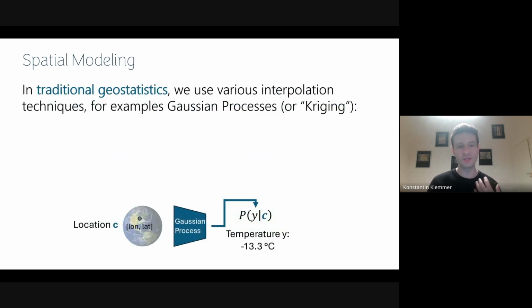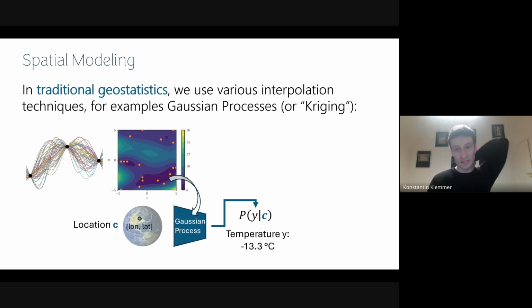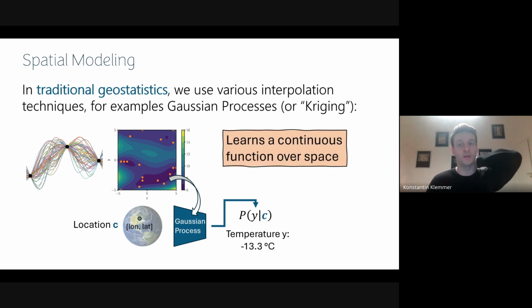And in traditional geostatistics, there's many ways to do this. The most famous one is known as Gaussian processes in machine learning, and it's often referred to as kriging in quantitative geography. And that's basically a traditional kernel-based method that allows you to learn a continuous function over your space, right? So you start with sparse observations in space, and you learn a dense map.